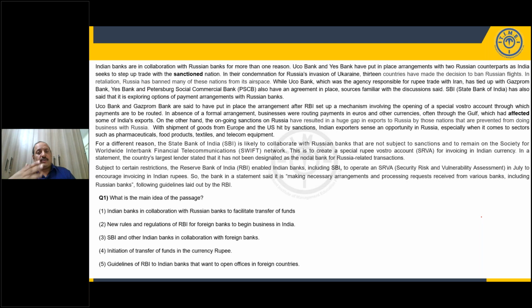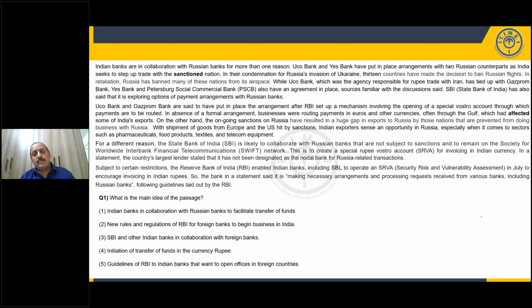In the absence of a formal arrangement, businesses were routing payments in euros and other currencies, often through the Gulf, which had affected some of India's exports. When there was no formal arrangement, they were basically routing payments in euros and other currencies, and they were doing it through the Gulf. Because of it, somewhere India's exports were getting affected. So this arrangement is now solving that problem.